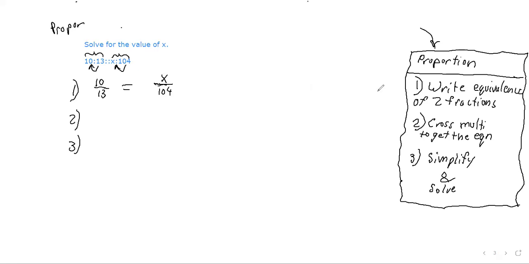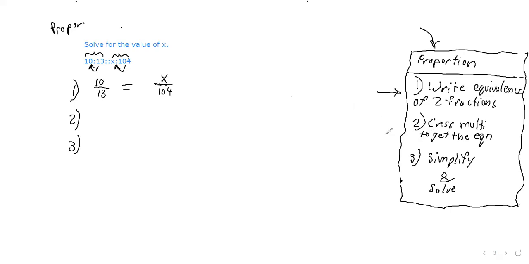We completed writing the equivalence of two fractions. Just like I said, it's one fraction equals another. With proportions, however, one of the fractions is always going to have an x in either the top or the bottom. So this is a normal format for a proportion question. One fraction equals another, and one of the fractions has an x in either the top or bottom.